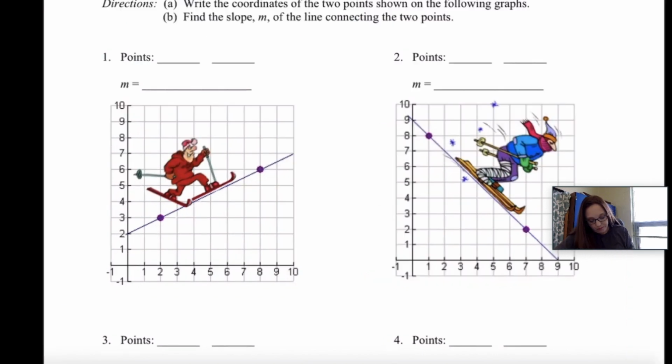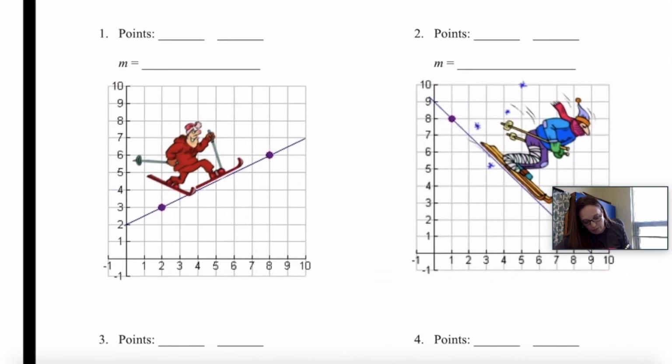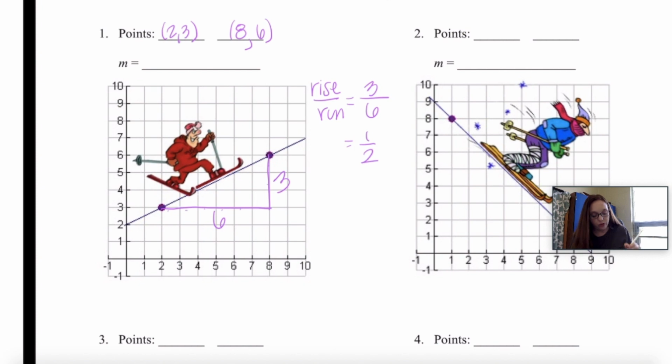So for number 1, I see that this first point, oops, wrong color, sorry about that, is at 2, 3, and I also have a point at 8, 6. Okay, if I draw in my slope triangle for this, it looks like this is 1, 2, 3 units, 1, 2, 3, 4, 5, that's 6 units. So when I do that rise over run, the height of the triangle would be 3, the width would be 6, and that simplifies to 1/2.